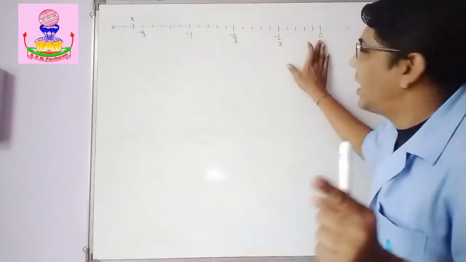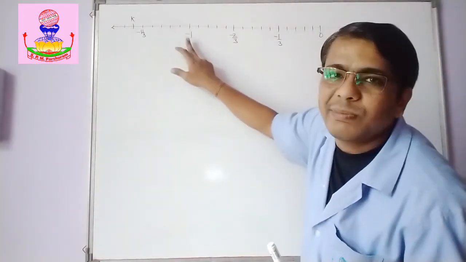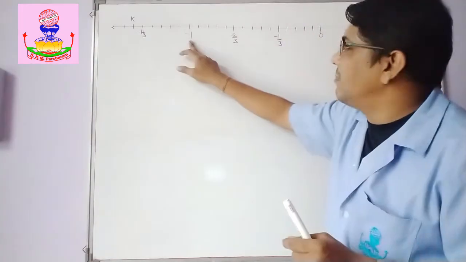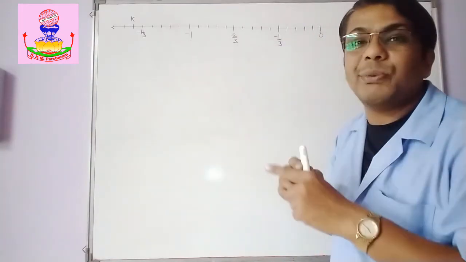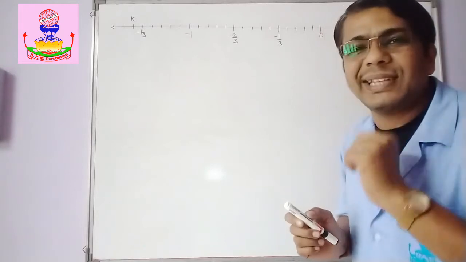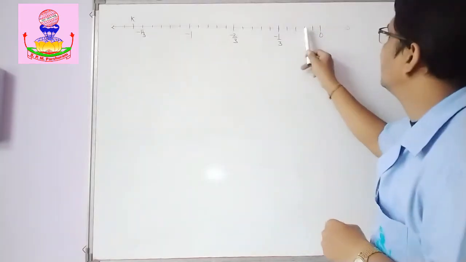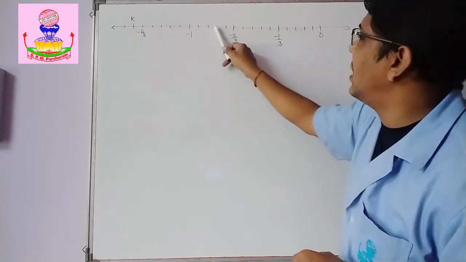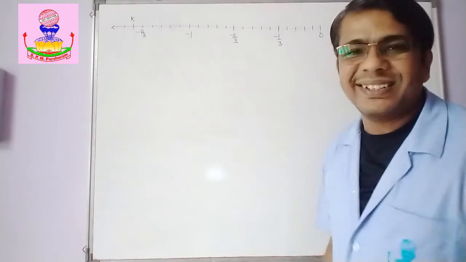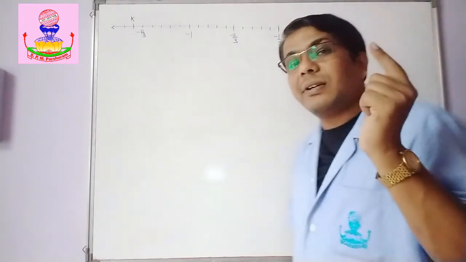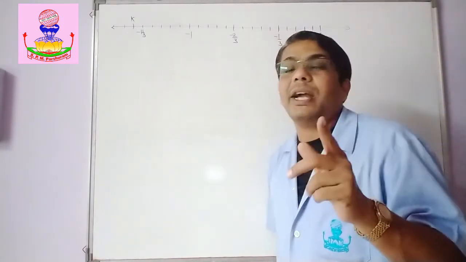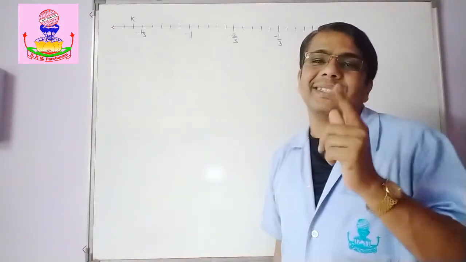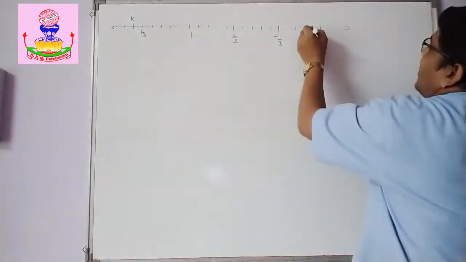So simple thing. What I have said, where is 0? Find it out. And where is the first unit? Here it is minus 1. So what you will do? 0 and minus 1. That unit distance is divided into how many equal parts? Find out that. Okay. So 1, 2, 3, 4, 5, 6, 7, 8, 9, 10, 11, 12, 13, 14, 15. So each unit distance is divided into 15 equal parts. Let us check.